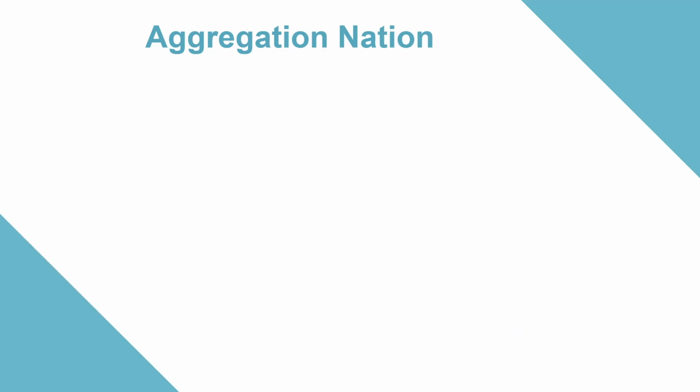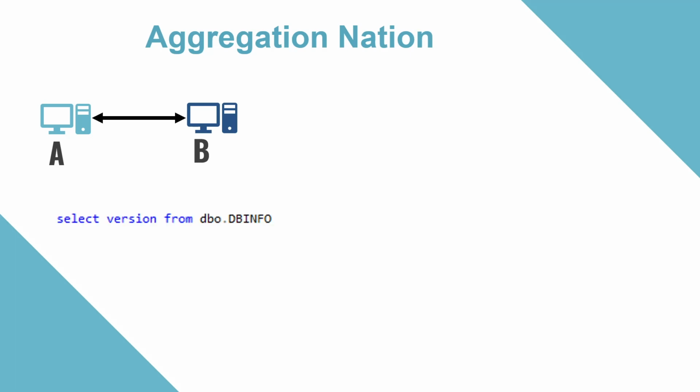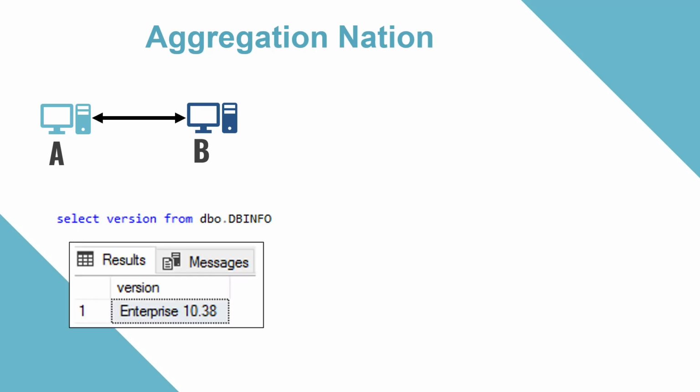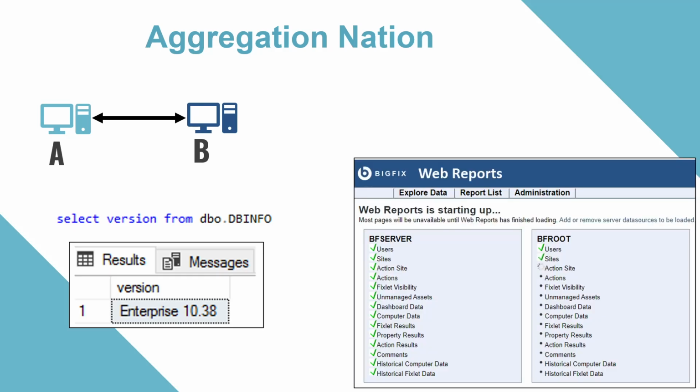There are some caveats to keep in mind when aggregating data. The server where you're creating the new data source, let's call it server A, must be able to see the server where the data is coming from, server B. Secondly, the schema versions of both databases must be the same. You can verify that by running a SQL query on the BF Enterprise database: select version from dbo.info. Make sure you have the same version for both. Lastly, restart the Web Reports service on server A. This is usually done by default when you add the data source.